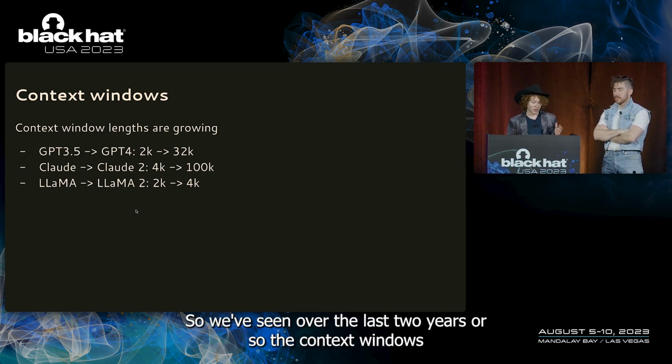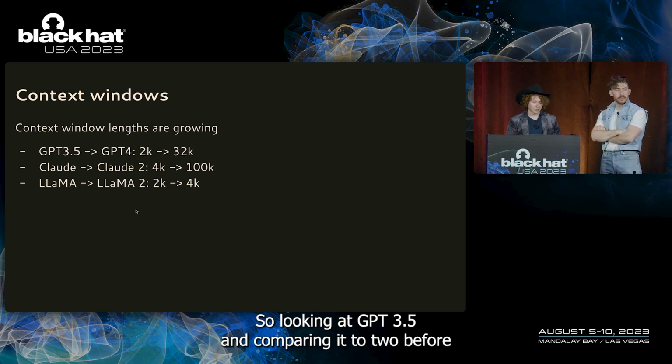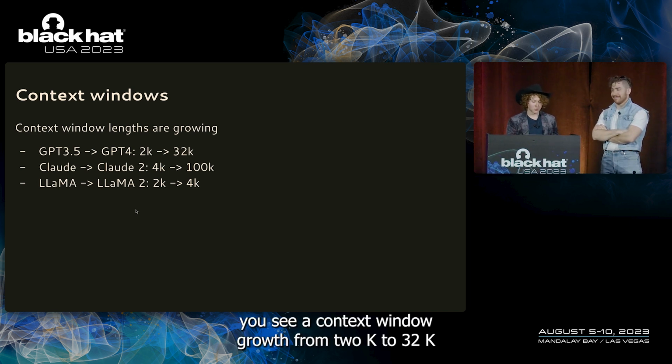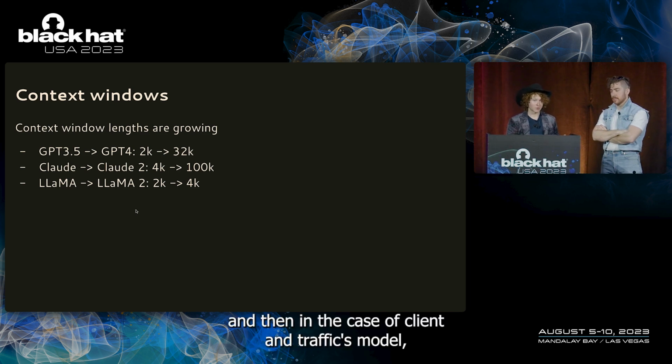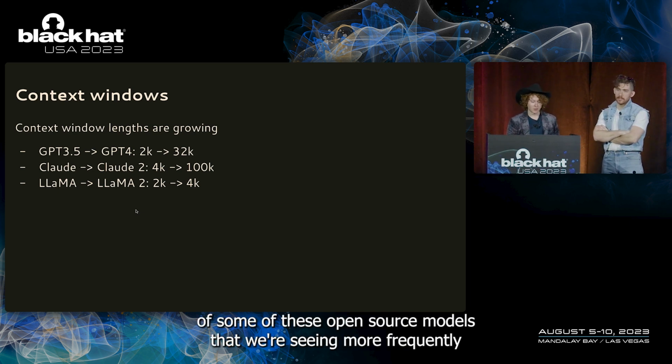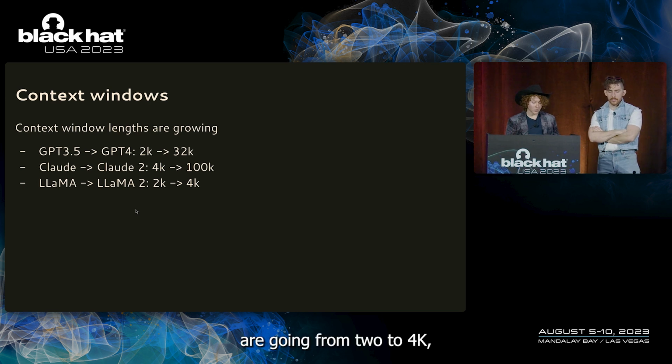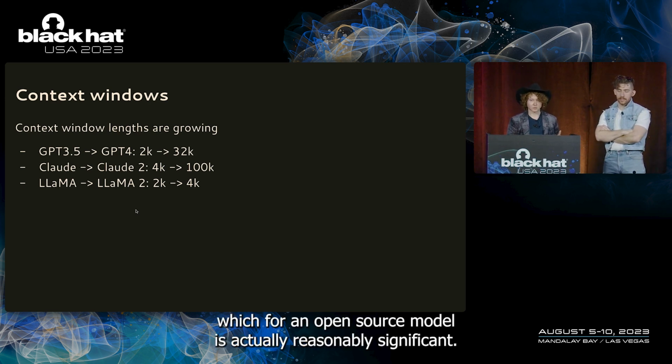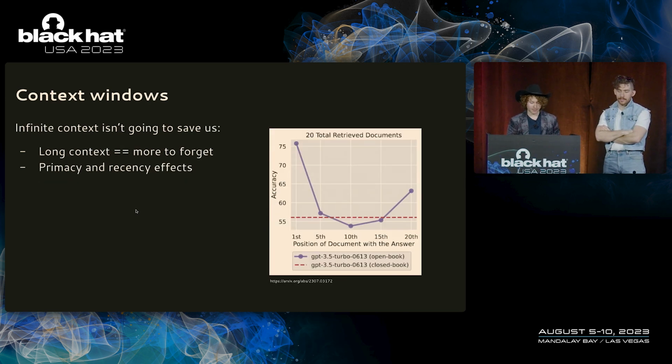So we've seen over the last 2 years or so that context windows have gotten much bigger. Looking at GPT 3.5 and comparing it to GPT 4, you see a context window growth from 2K to 32K. And in the case of Claude, Anthropic's model, you go from 4K to 100K. And even in some of these open source models that we're seeing more frequently, we're going from 2 to 4K, which for an open source model is actually reasonably significant.